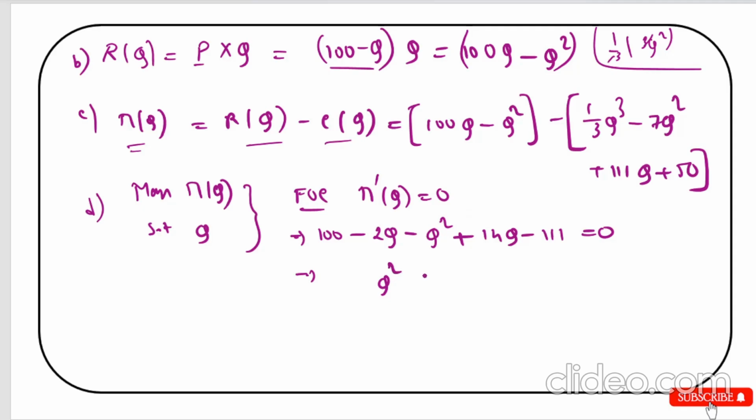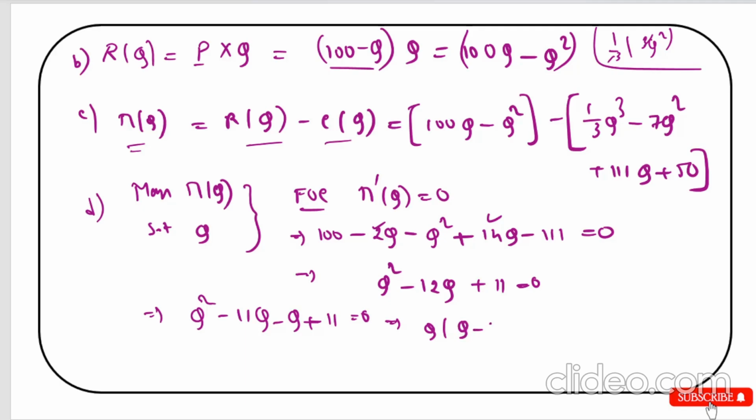If you take that to this side, this will be Q squared. So in this side, this is positive 12Q, negative. Here you have minus 11, so it is 11. Now Q square minus 11Q minus Q plus 11 is 0, so it will be Q minus 11 into Q minus 1 is 0. So simply Q minus 1 into Q minus 11, which is 0.